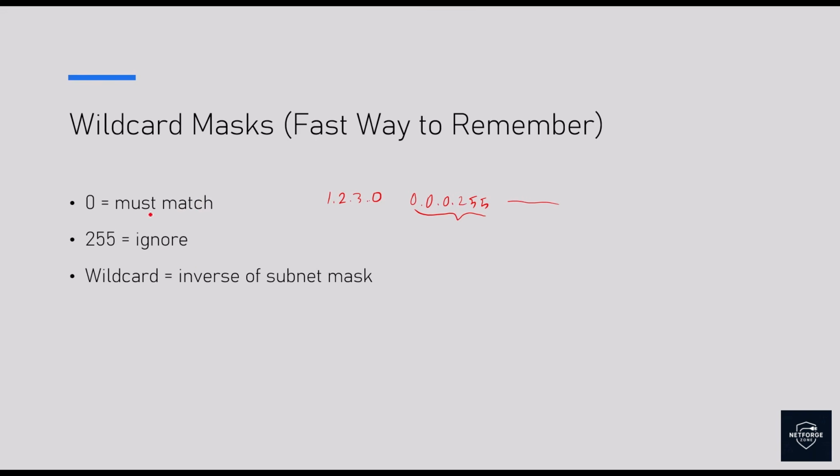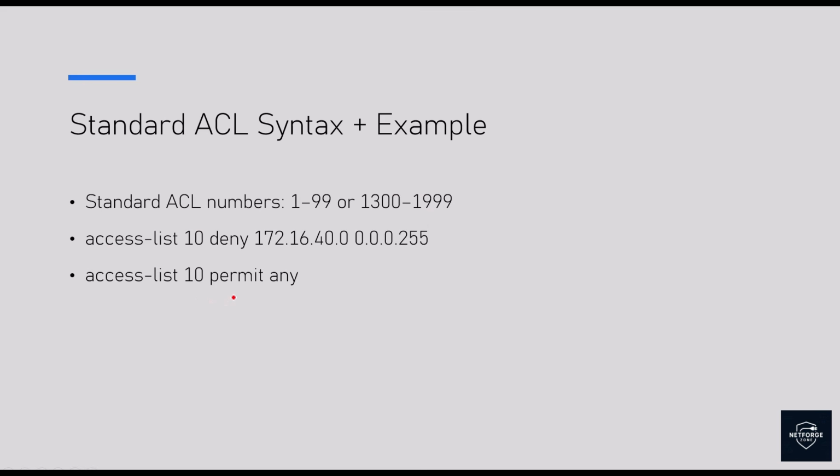But again, you have this rule that I told you. Zeros are going to match, 255s are going to be ignored. You can see that in this case, from 0 to 255, I'm just saying ignore, so the 255 addresses from this specific network can just go through. There is no problem with that. So, like I said, I have spoken about this. You already know about wildcard mask, so I'm not going to go through that.